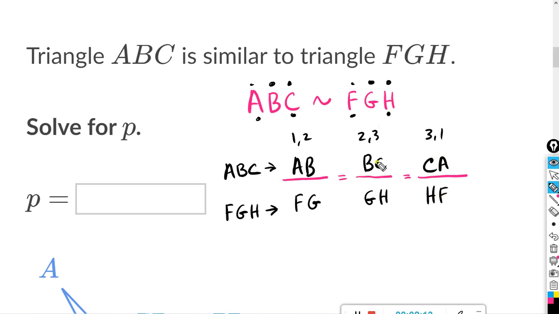Now that you have these three fractions, you can plug in the numbers for those side lengths. You're not going to need all three of them for this exercise. You only need 2 at a time, as I will show you. But I just wanted you to know that you can always make these fractions from the similarity statement.